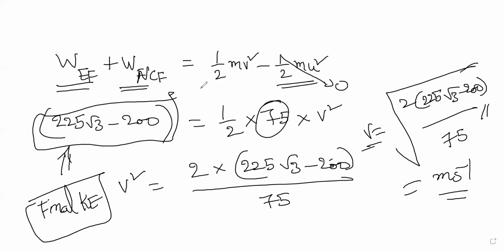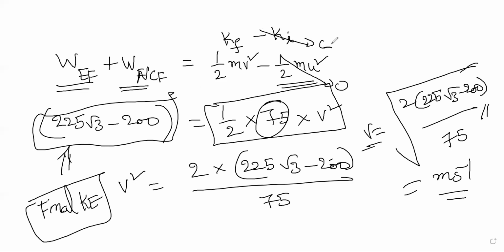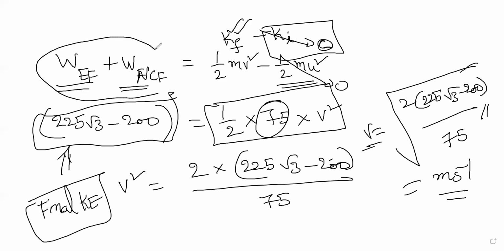See, this entire thing is the final KE. So this is K final minus K initial, right? K initial is 0 because he started from rest. K initial is 0. You have K final that is left. K final is nothing but the sum of this work done.